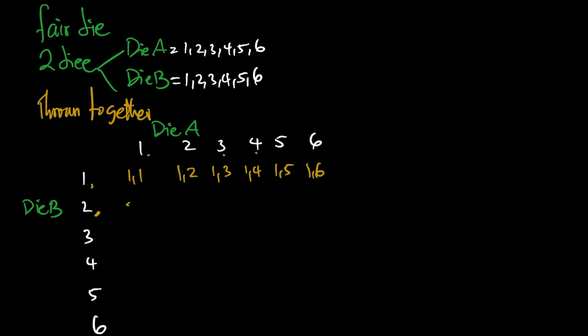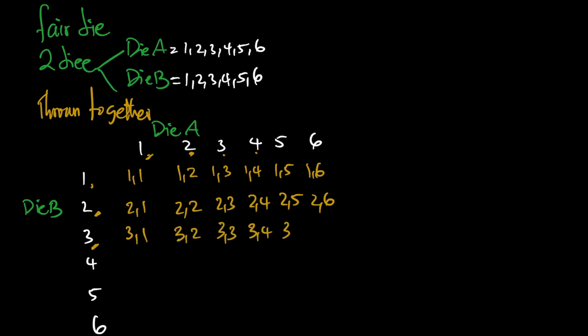Here, this and this is 2 and 1. Then 2 and 2, 2 and 3, 2 and 4, 2 and 5, 2 and 6. This one and that will be 3 and 1, then 3 and 2, 3 and 3, 3 and 4, 3 and 5, 3 and 6. Here is going to be 4 and 1.